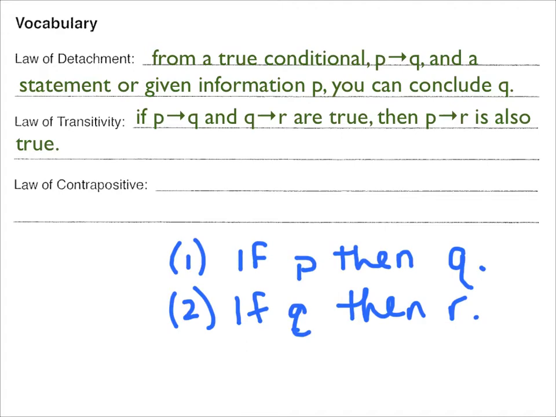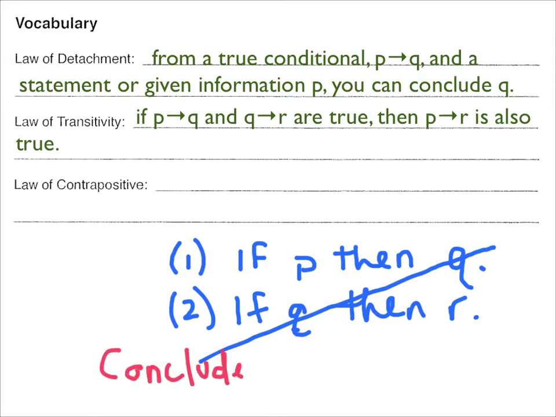Okay, and the reason this is called the law of transitivity is, what letter shows up twice? Q. Q does. It shows up in the implication of the first statement and the proposition of the second statement. So what you can do is cancel them out. And what are you left with? What can you conclude? Yeah, you can conclude what's left. If P, then R. Okay? Remember, this is all just logical thinking. Okay? And we can put it in lots of examples.